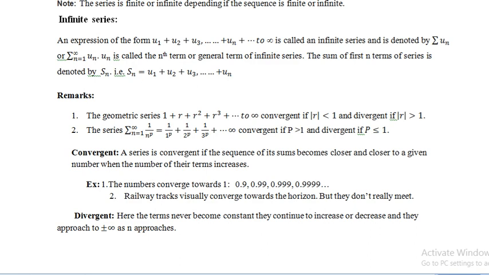So here we are given some numbers: 0.9, 0.99, 0.999, etc. 0.99 is very close to 1 compared to 0.9. 0.999 is very close to 1 compared to 0.99. 0.9999 is very close to 1 compared to 0.999. It means when we increase the number of terms, these numbers get very close to the given number. So it is called convergent.